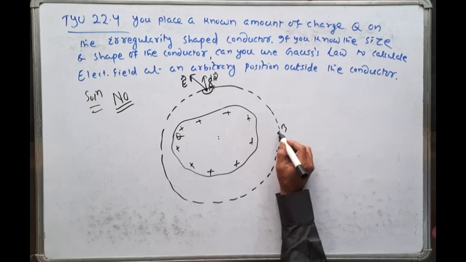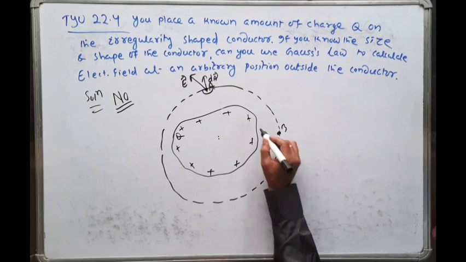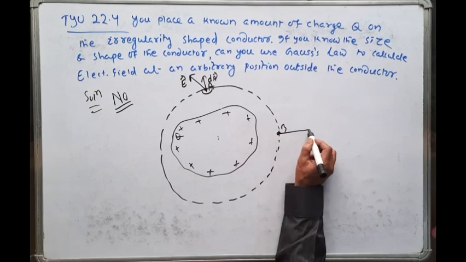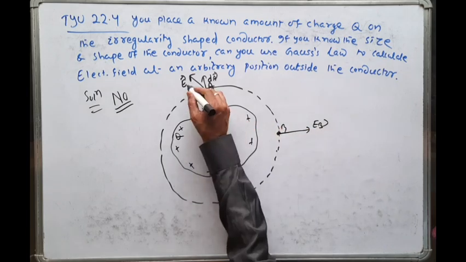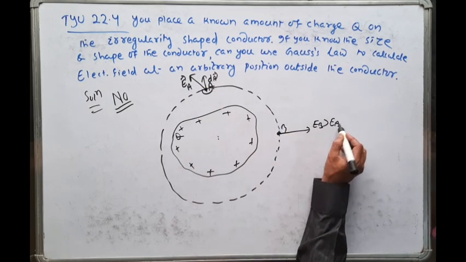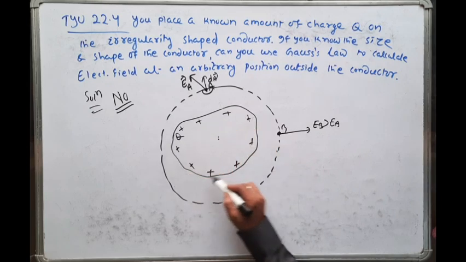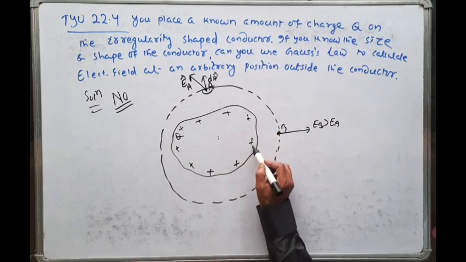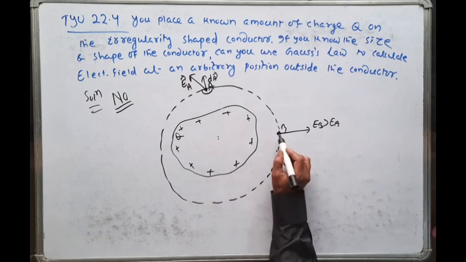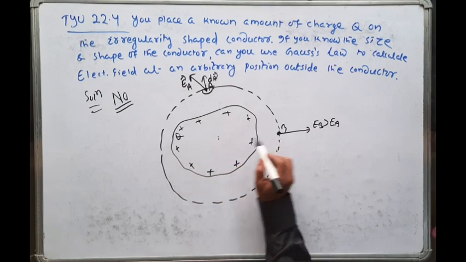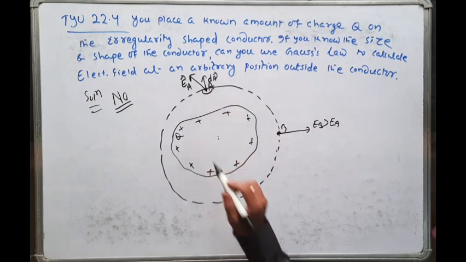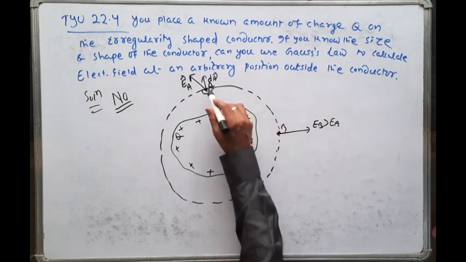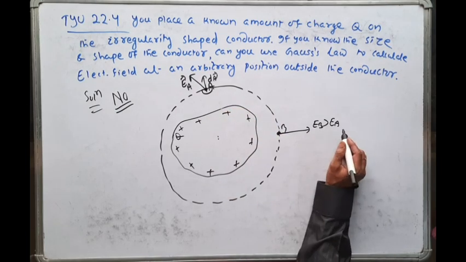Here, this point B is very close to this charged body, so electric field intensity may be more than that at A, because electric field intensity depends upon the position of the charge. Since it is an irregular shape, the charge is distributed in an irregular fashion. So the distance from the charge to point B and the distance from the charge to point A may not be the same. If not the same, then the magnitude of electric field intensity at both points is not the same. So you cannot apply Gauss law.